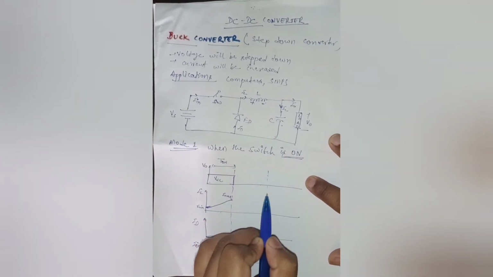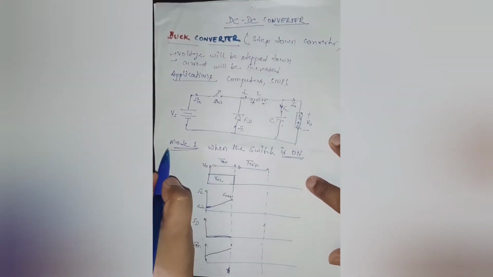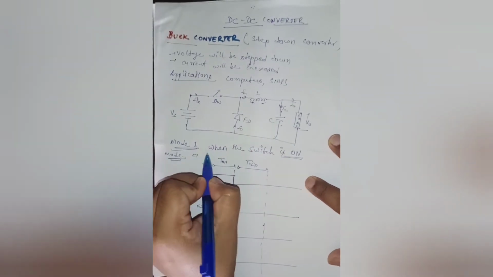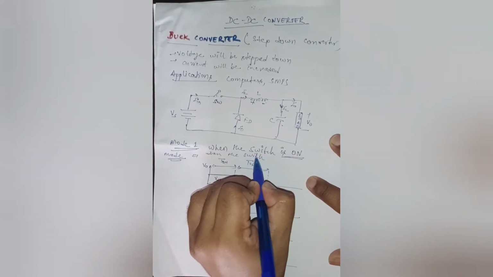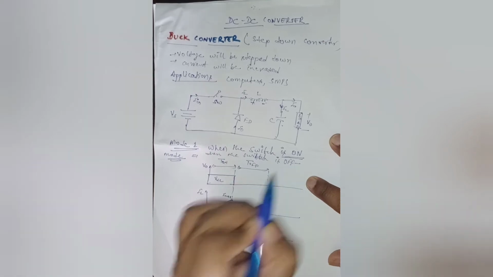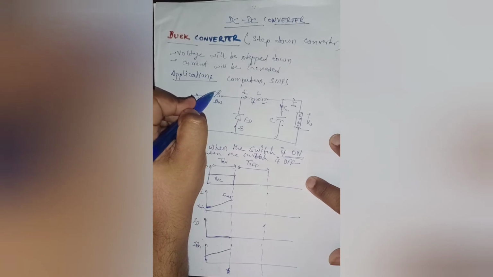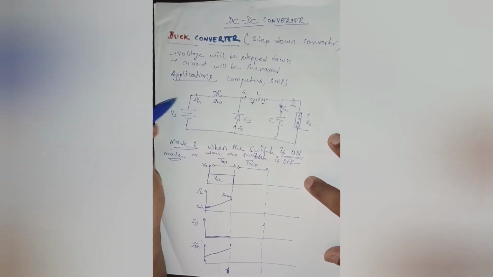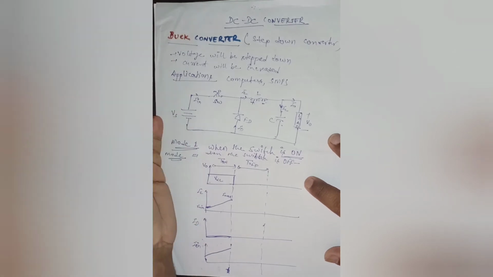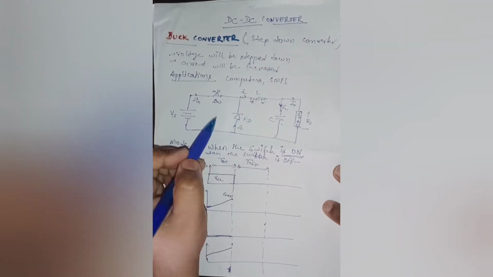Then if we talk about the off period, when the switch is off, T off. Mode 2 is when the switch is off. When the switch is off, it is an open circuit like this. What will happen? This supply voltage will be of no use, it will not work. So this freewheeling diode will work.